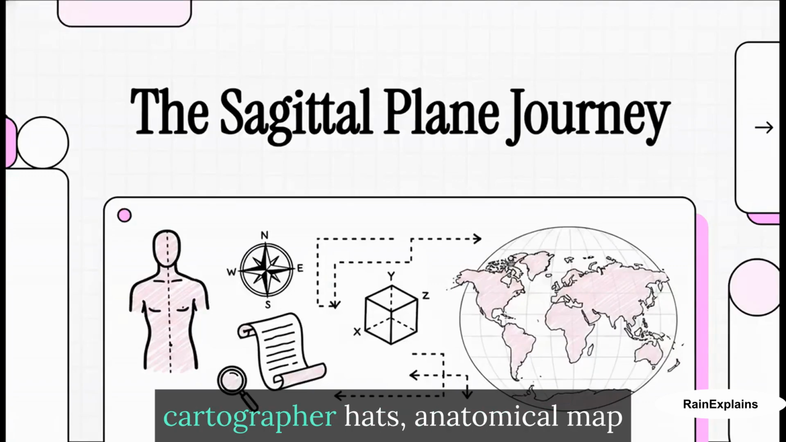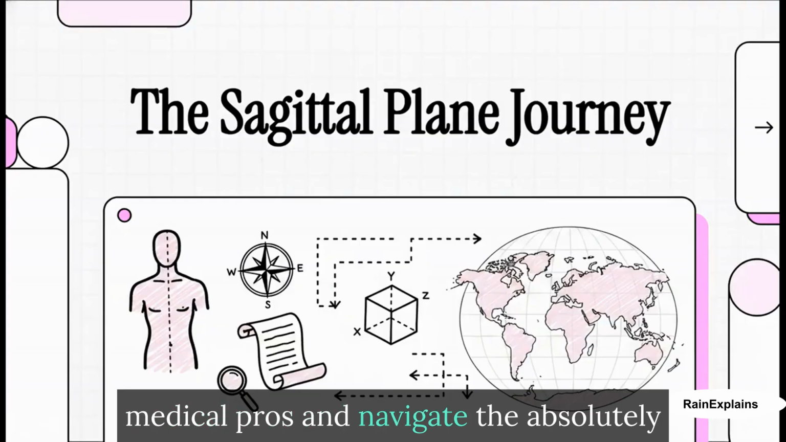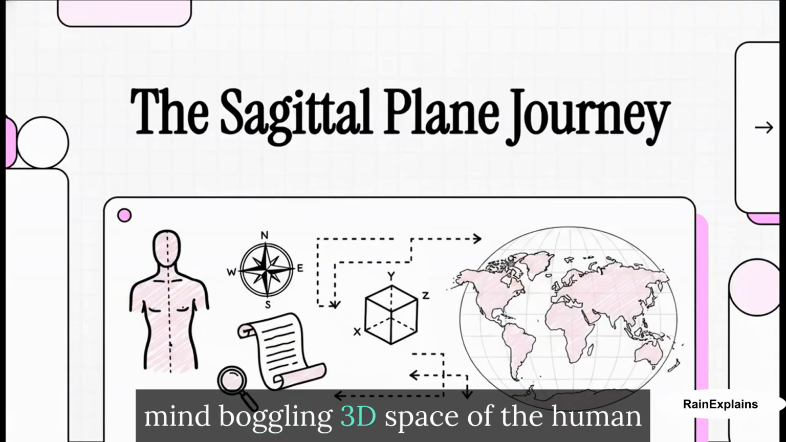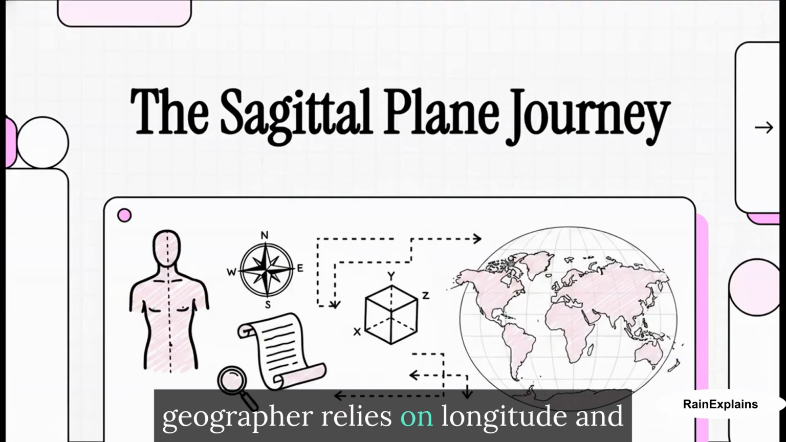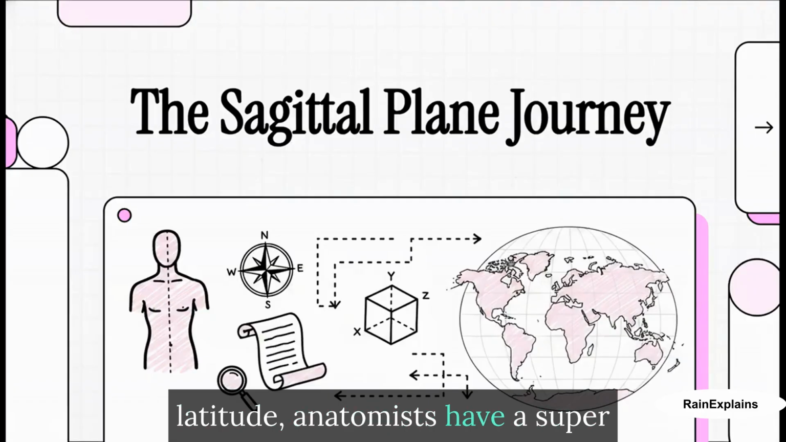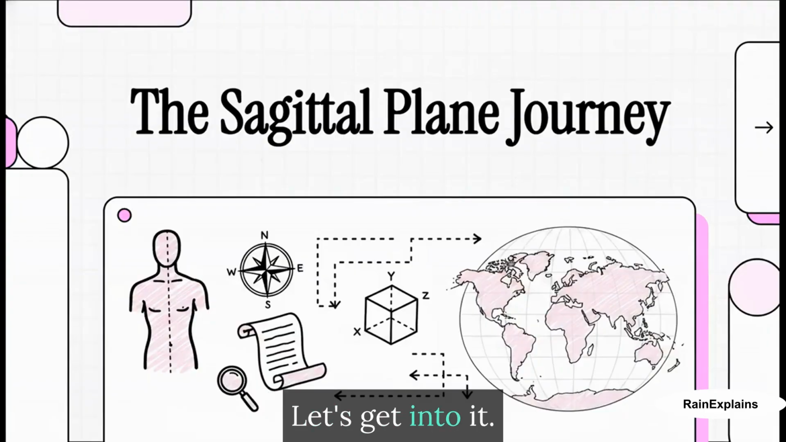Today we're putting on our cartographer hats, anatomical map makers, if you will. We're going to decode exactly how medical pros navigate the absolutely mind-boggling 3D space of the human body. Because, just like a geographer relies on longitude and latitude, anatomists have a super specific toolkit to chart our biological terrain. Let's get into it.